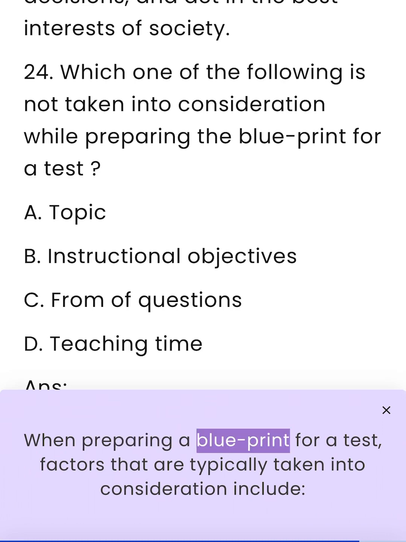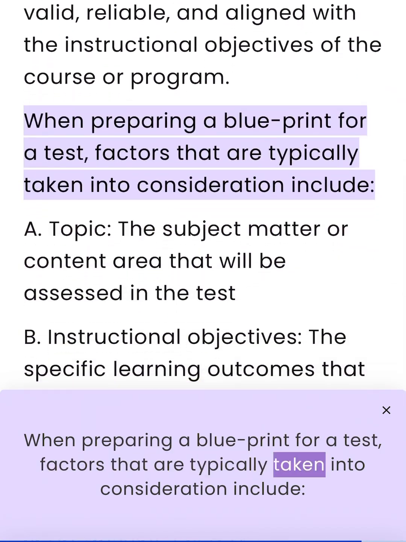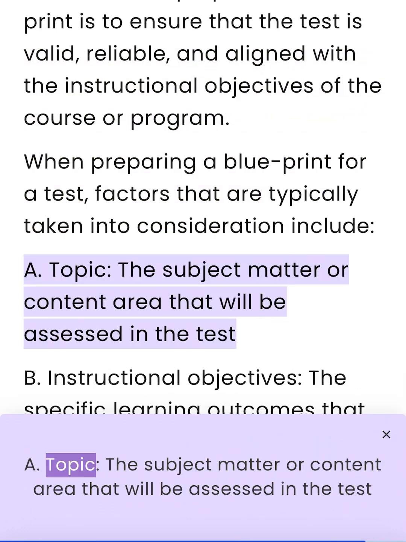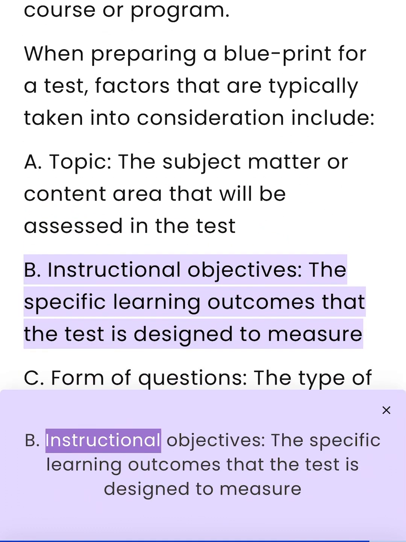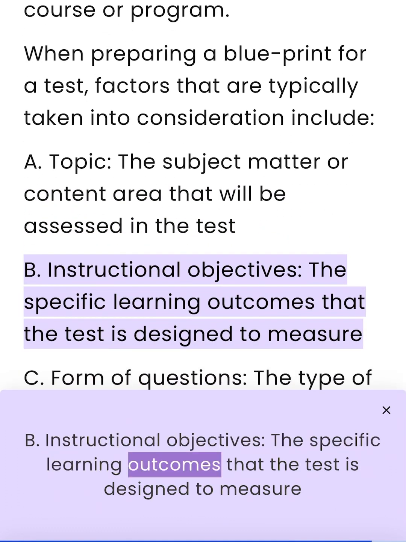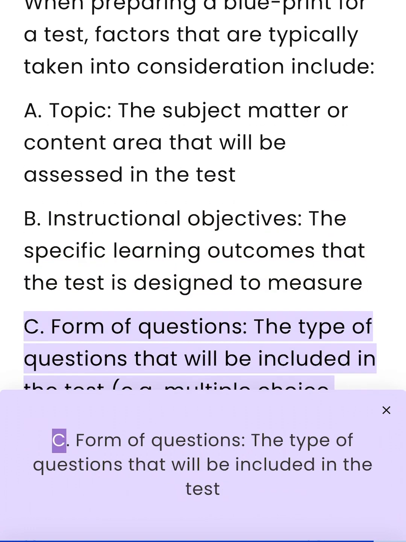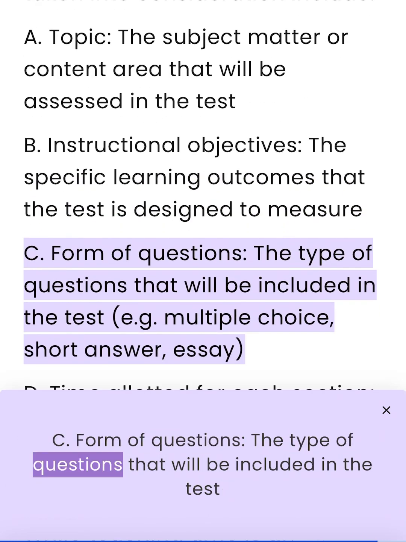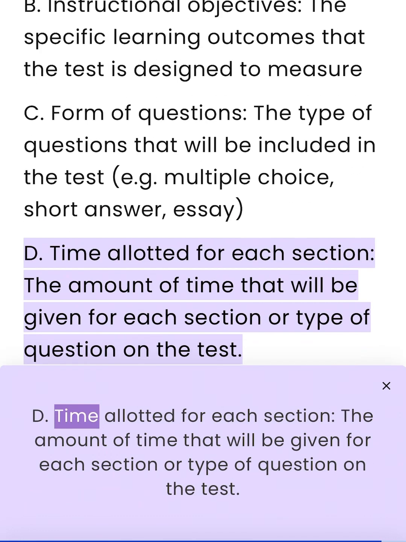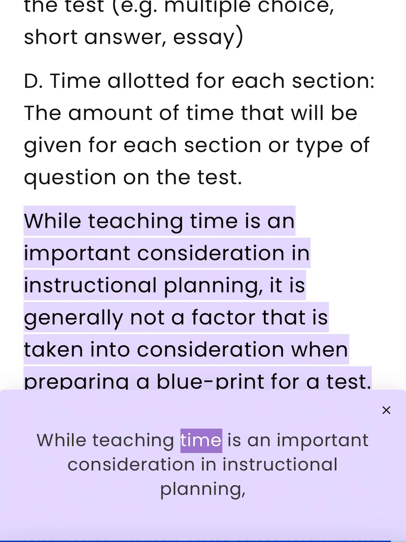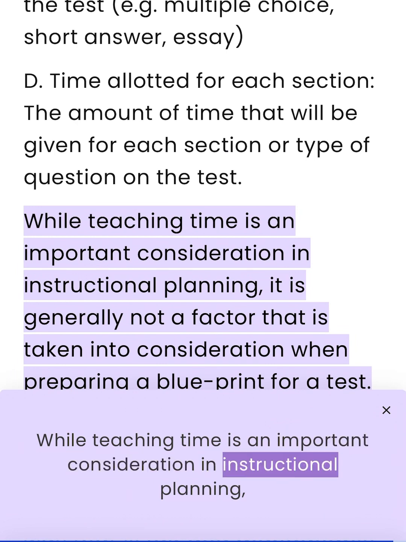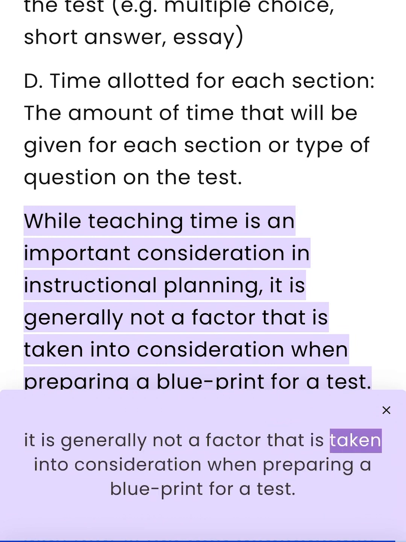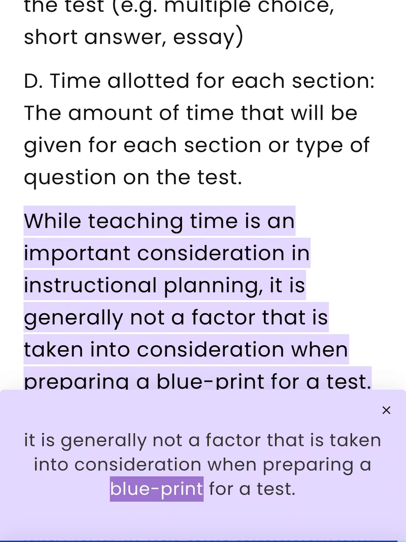When preparing a blueprint for a test, factors that are typically taken into consideration include: A. Topic, the subject matter or content area that will be assessed in the test. B. Instructional objectives, the specific learning outcomes that the test is designed to measure. C. Form of questions, the type of questions that will be included in the test. D. Time allotted for each section, the amount of time that will be given for each section or type of question on the test. While teaching time is an important consideration in instructional planning, it is generally not a factor that is taken into consideration when preparing a blueprint for a test.